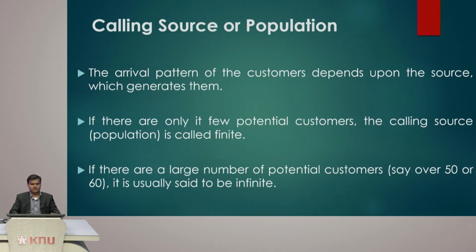Next, the calling source or population. The arrival pattern of customers depends on the source which generates them. For example, if there are only a few potential customers, the population is called finite. But if you have a large number of potential customers, say over 50 or 60, we can call it infinite. It is not an infinitely large number, we just say the potential number of customers is quite large, and in that case we call it infinite.